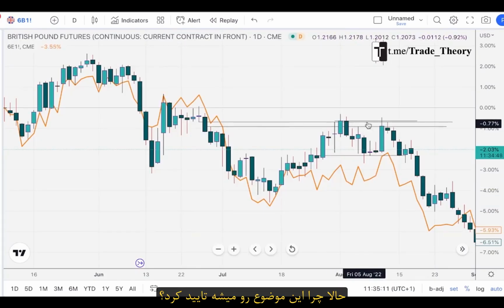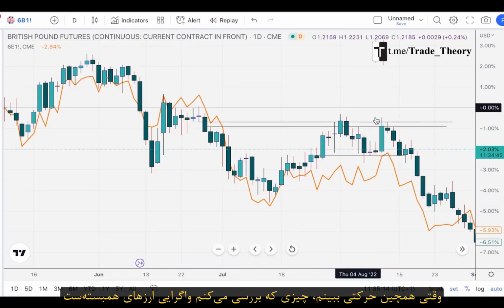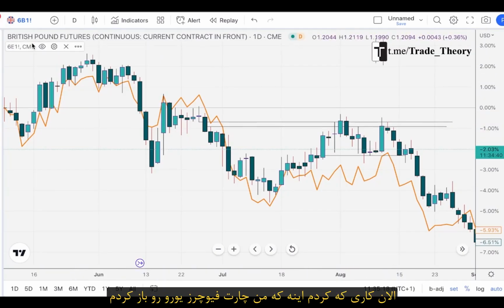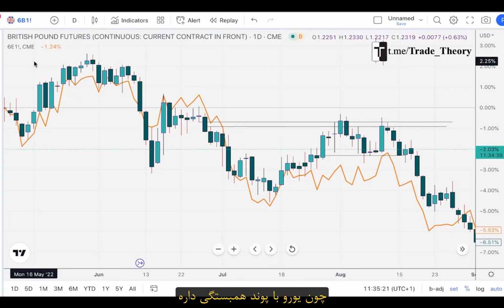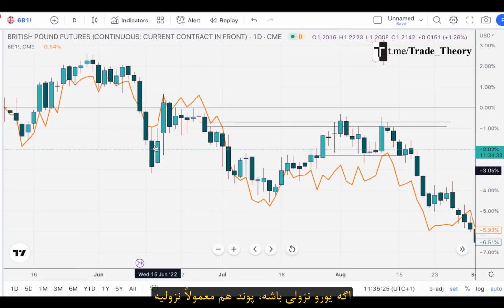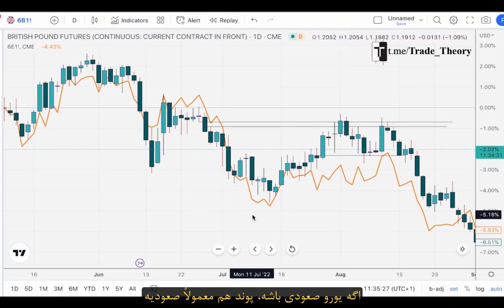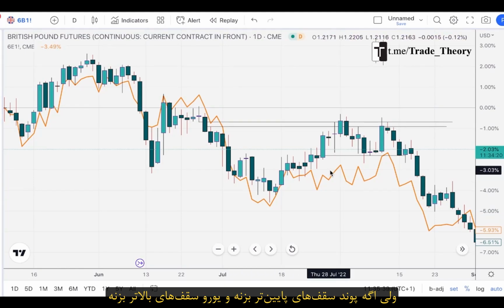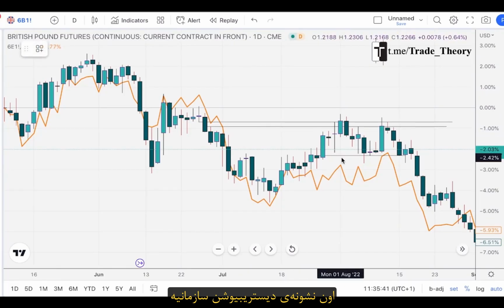What you can use to confirm this, whenever I see action like this, is what we call correlated asset divergence. So what I just did was pull up a chart of euro futures, because euro is correlated against pound. If euro is bearish, pound is going to be bearish. If euro is bullish, pound is going to be bullish. If pound is making lower highs, euro is supposed to make lower highs also. But if pound is making lower highs and euro is making higher highs, that is institutional distribution right there.